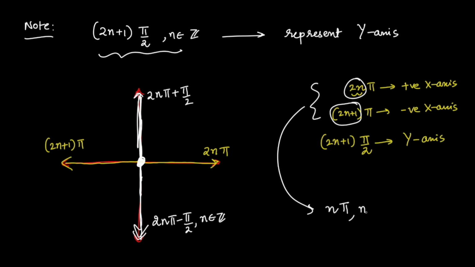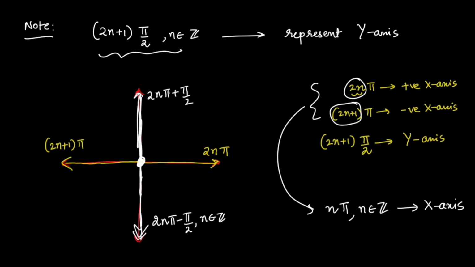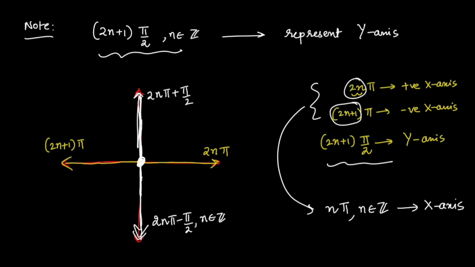n pi, any multiple, whether n is even or not, it will be along the x-axis. Basically, if we club all these angles in one basket, we will be getting multiples of pi. If we club all these angles in one basket, we will be getting odd multiples of pi by 2. Let's do one small exercise.